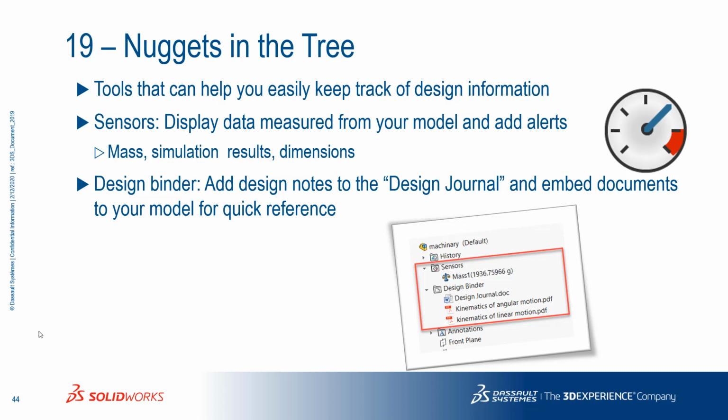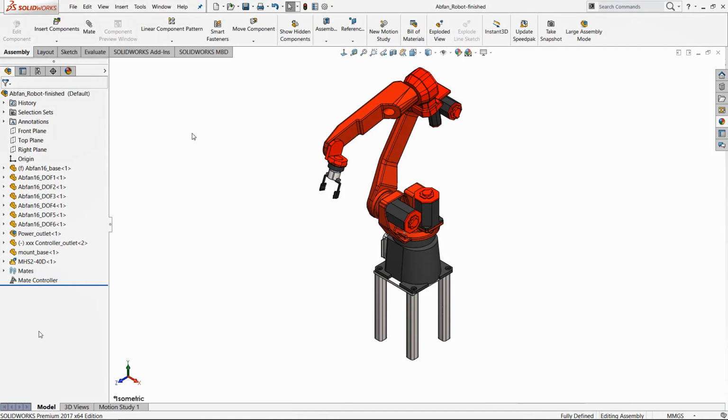Sensors and design binder, these are things that will get listed in your feature tree so you can always access them. And you'll always have available there properties like the mass or things like measurement or interference detection, proximity things, right? So when it's there and active and in your face, you're much more aware of that, right? Or you can use it for things like simulation results if you always want to know what's the stress or the factor of safety. So you don't have to go digging and searching for these things. You can have it be listed in your tree. And then the design binder is a way to add documents to your tree. All right, so let's take a look at both of these.